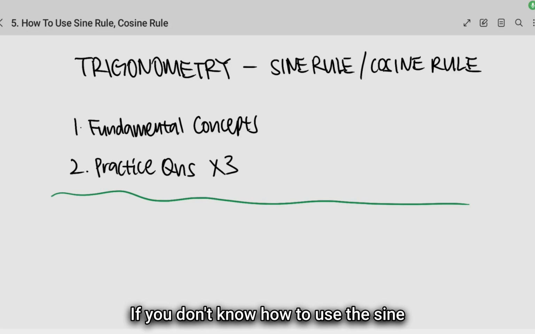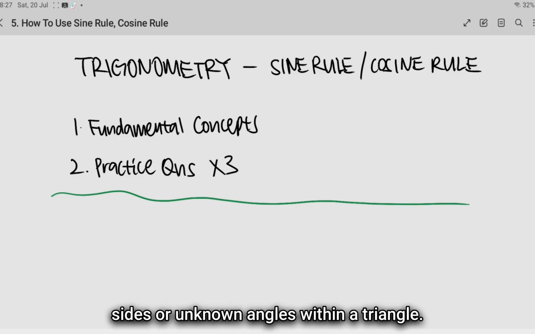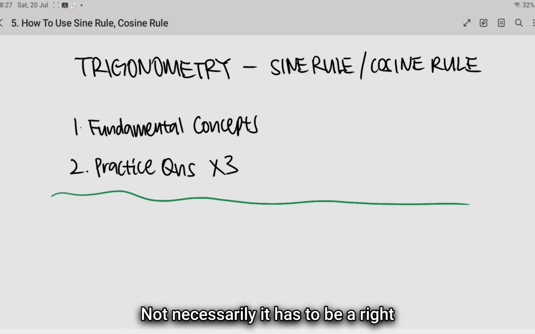How to use the sine rule and cosine rule in trigonometry, you are not going to do well for math. And I do not want that. So in this video, I'm going to teach you exactly what sine rule and cosine rule is and how you can use it to answer questions that ask you to find unknown sides or unknown angles within a triangle. Not necessarily a right angle triangle, but certainly any triangles, anything with 3 sides and 3 angles in it.